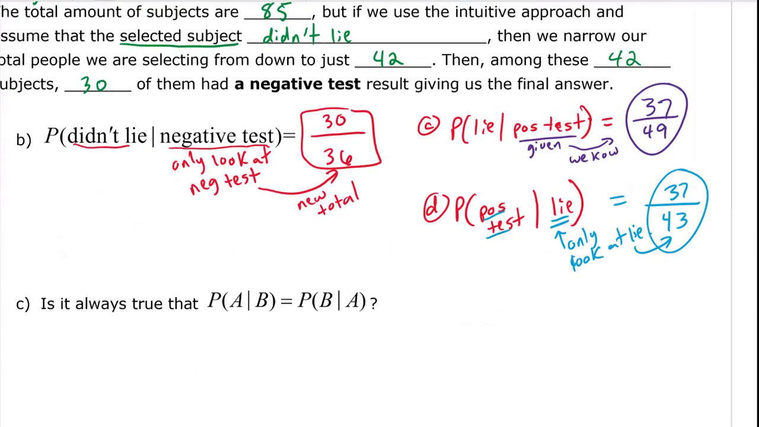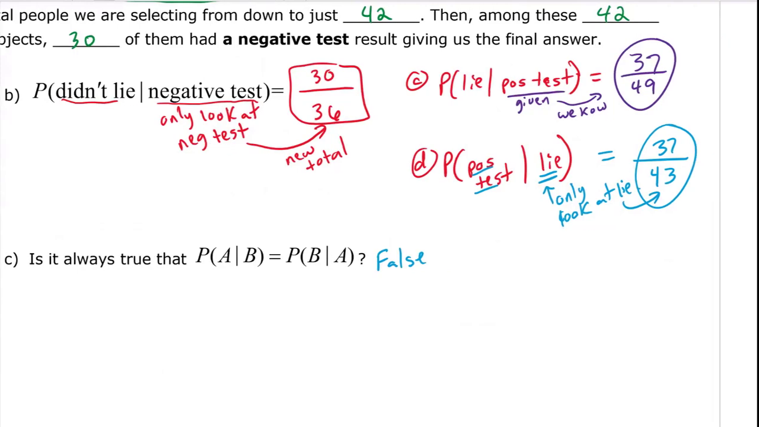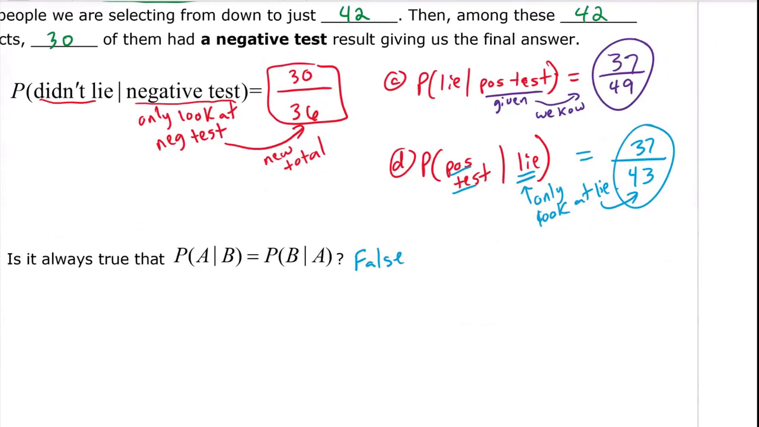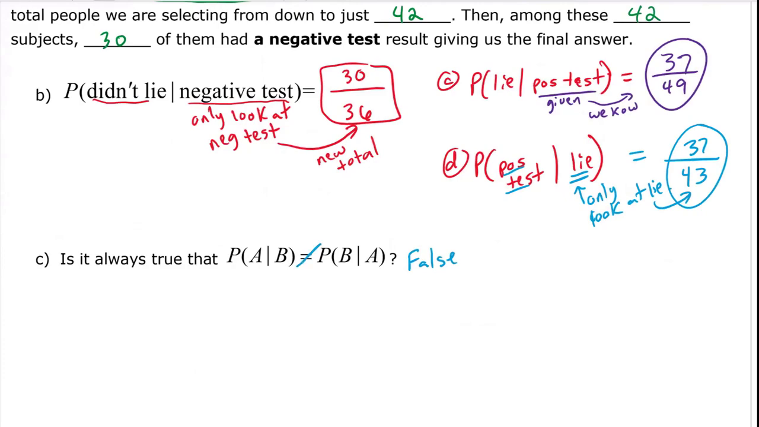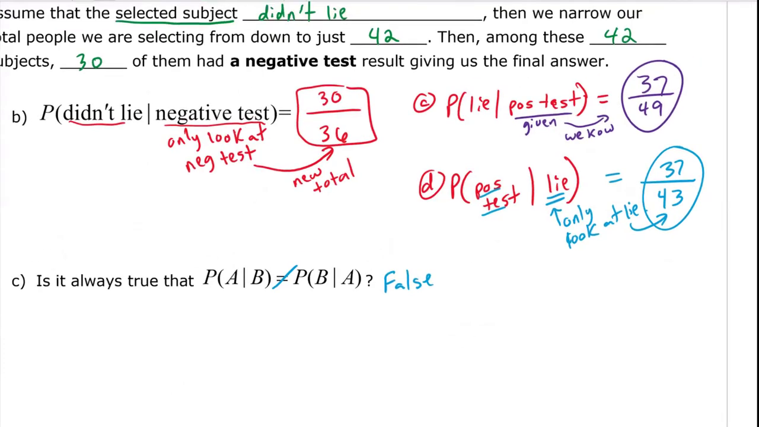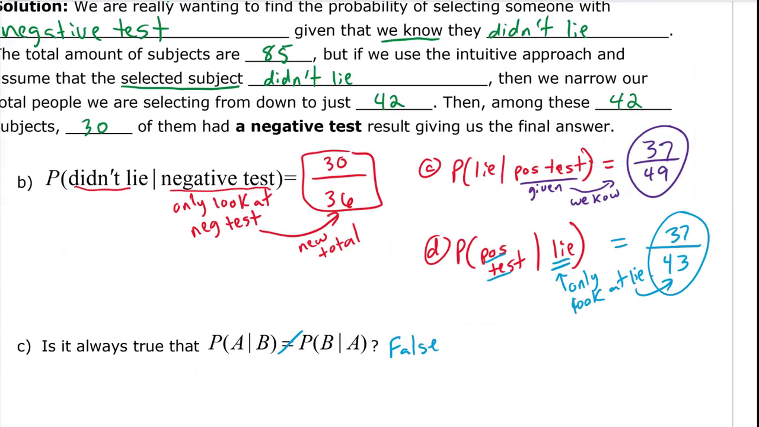And by the way, there's a problem right here that says, is it always true that when you change the order that they end up being the exact same answer? Obviously, that's going to be false. We got different answers. When we rotate and change those around, 37 over 49 is not the same as 37 over 43. So those are actually not equal to each other. But anyway, that's how you do those last few problems on your homework, the conditional probabilities. Once you get the hang of those, I don't think those are that bad. They're kind of quick and fun. So good luck, and let me know if you need any help.